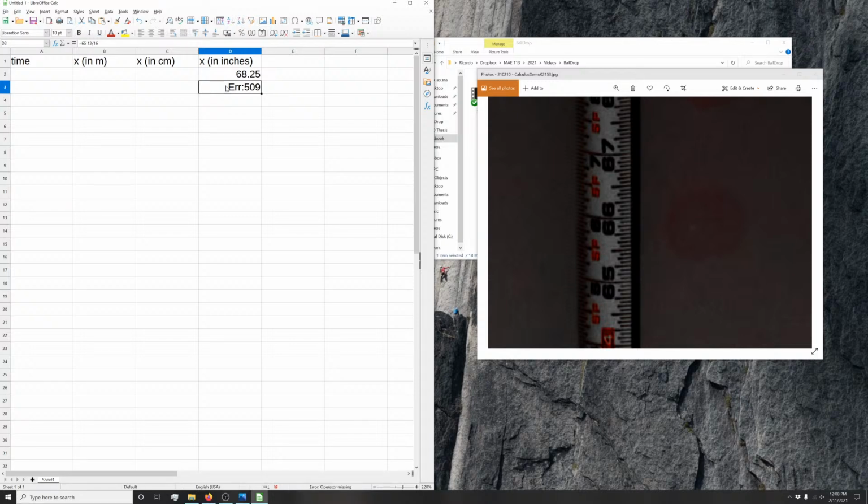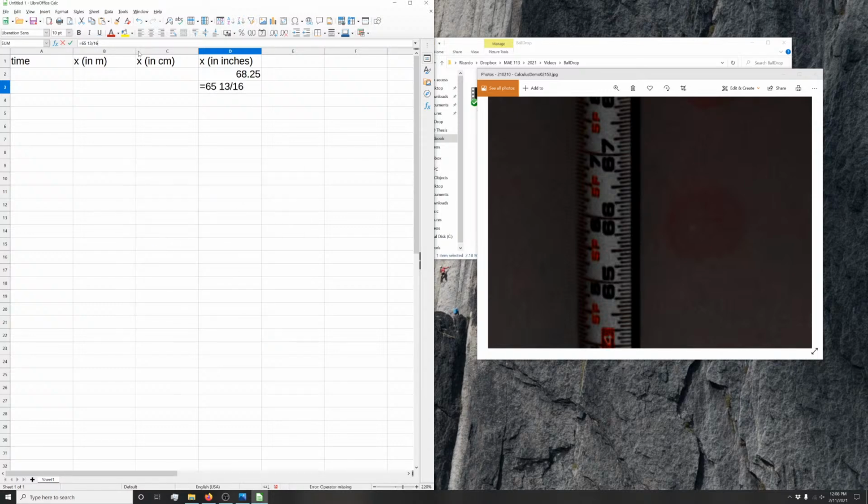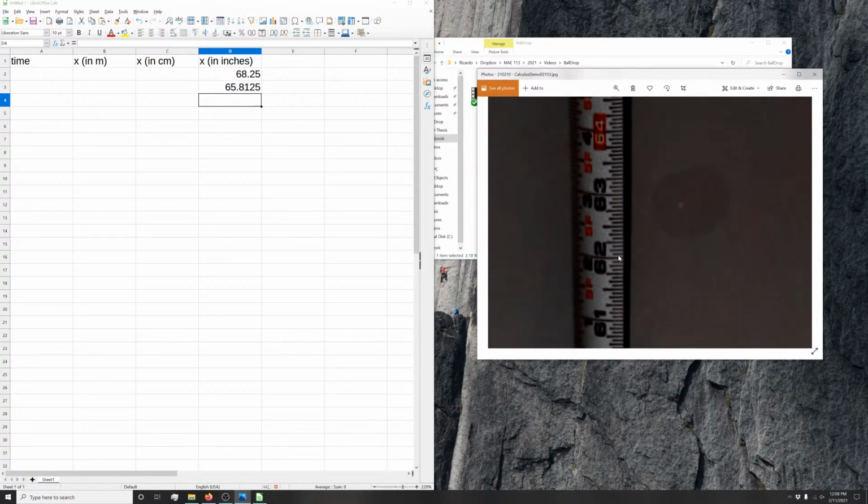13/16 of an inch. Oh, of course, it's not going to like that. 13/16. Okay, well, if it doesn't like that, I can always... It's 0.8125. And again, we just keep working our way down, collecting our data. Let's say that's about 62.8125, or that was a 1/13th of an inch.